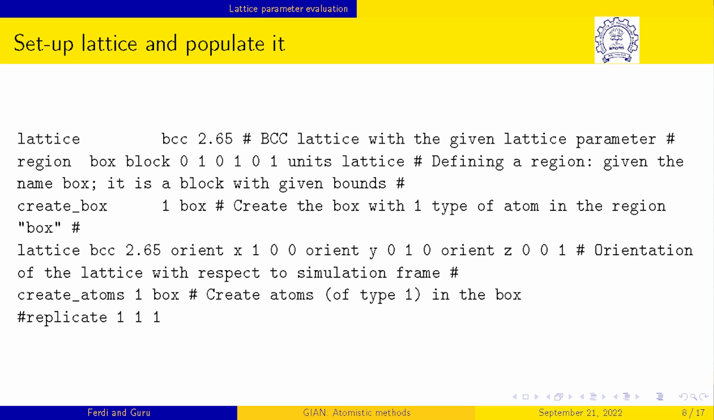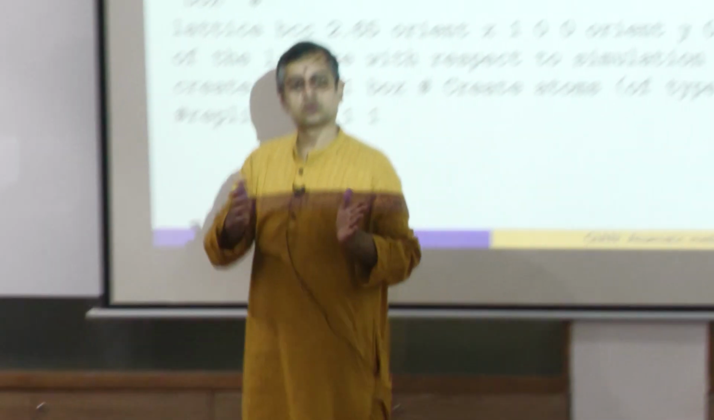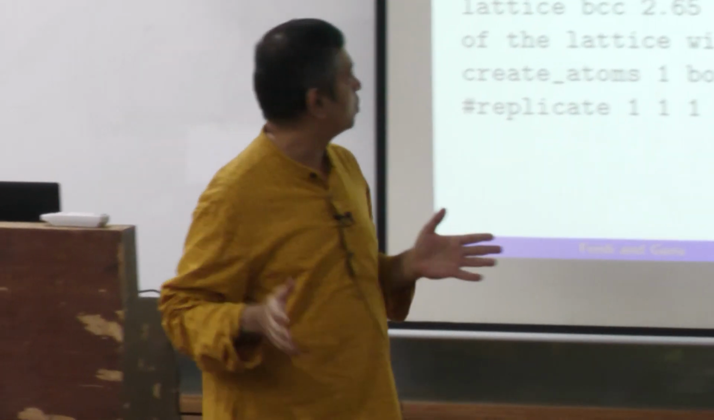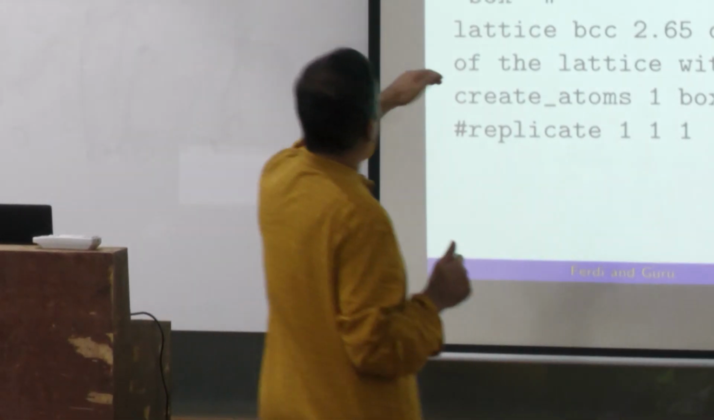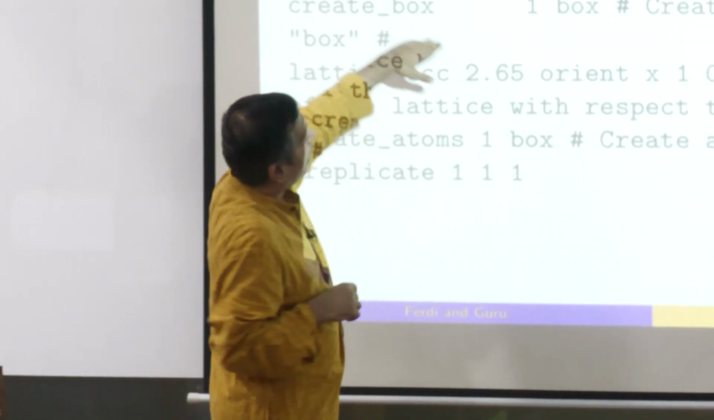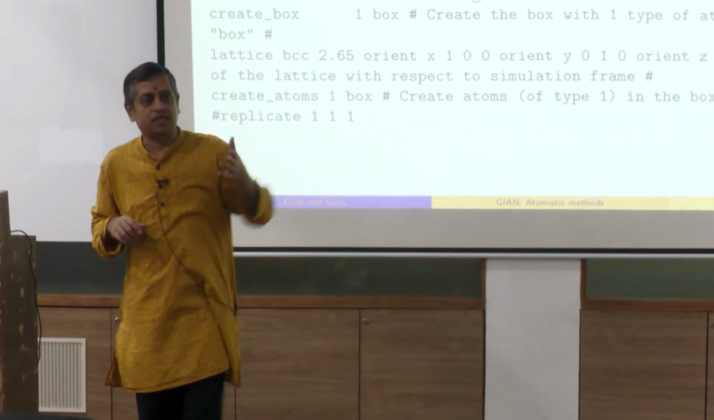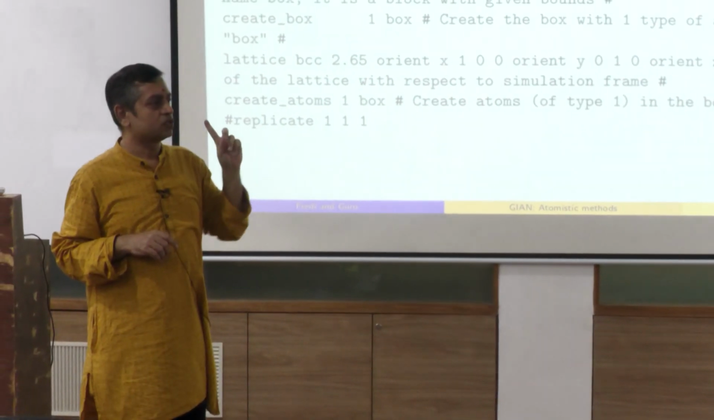Then we define a region and we call that box. And the region keyword is block. So we are going to define a block, and its x min x max, y min y max, z min z max is given in lattice units as 0 to 1, 0 to 1, 0 to 1. That is the box that you are defining, and create_box is the command to create this box which you defined, and 1 tells you the number of atom types, and I am going to make a pure iron crystal. So that is why there is only one type of atom.